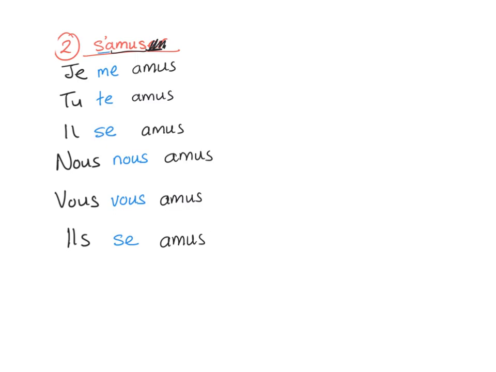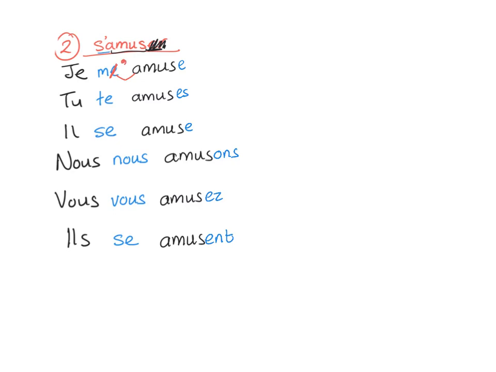Next step, again, your endings. E, yes, E, O-N-S, E-Z, E-N-T. But there's a problem. Try and spot the problem. So you might have noticed the problem here being that we cannot have two vowels meeting together in French. The je, me, amuse doesn't work. So what happens? We knock out the first one. And we put in an apostrophe.